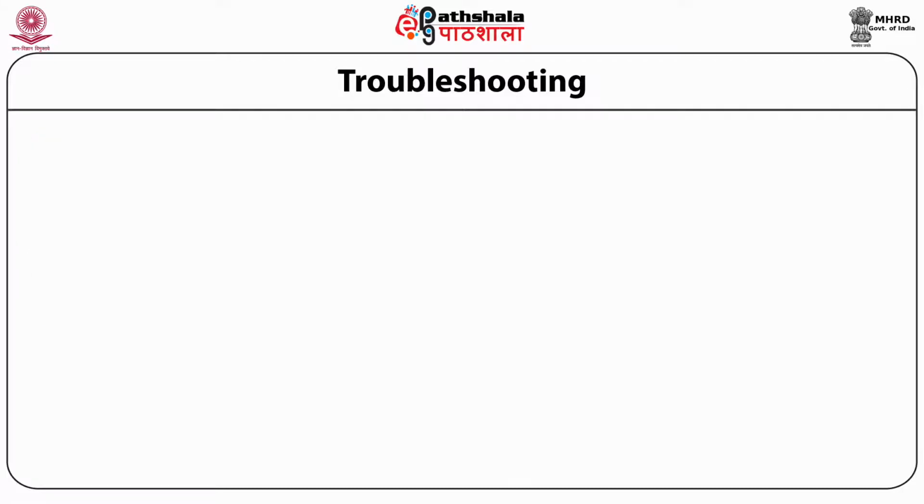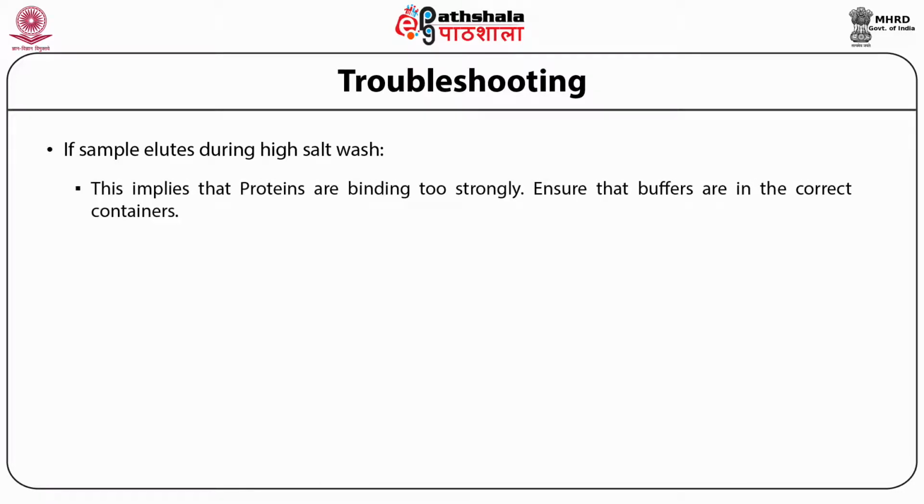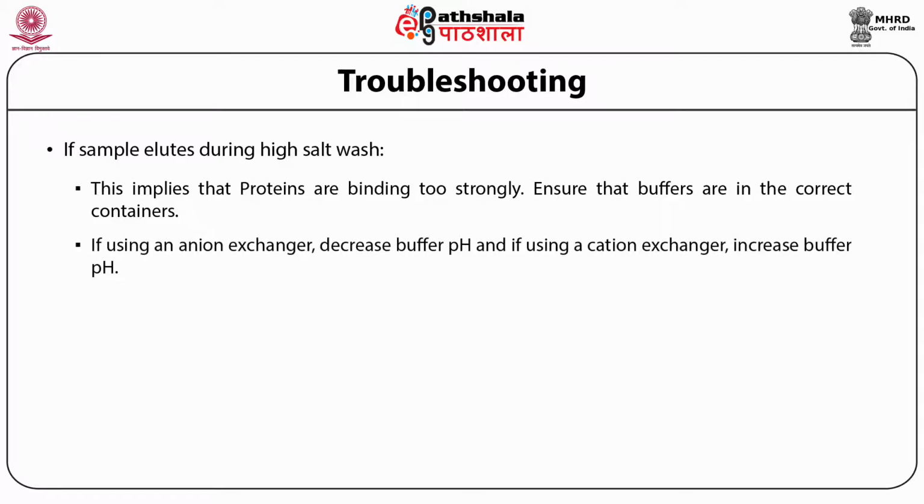Now, what if the sample elutes during the high salt wash? Now, what does this imply? This implies that the proteins are binding very strongly to the column. So, in such a scenario, one should ensure that the buffers are present in the correct containers. Again, if we are using an anion exchanger, one should go for decreasing the buffer pH, and if we are using a cation exchanger, then one should increase the buffer pH.